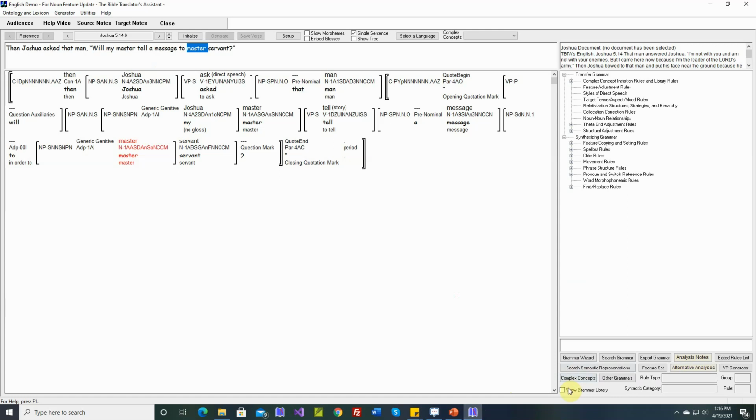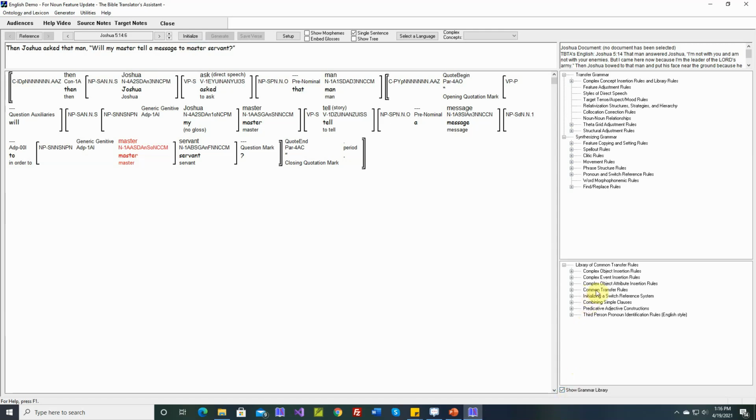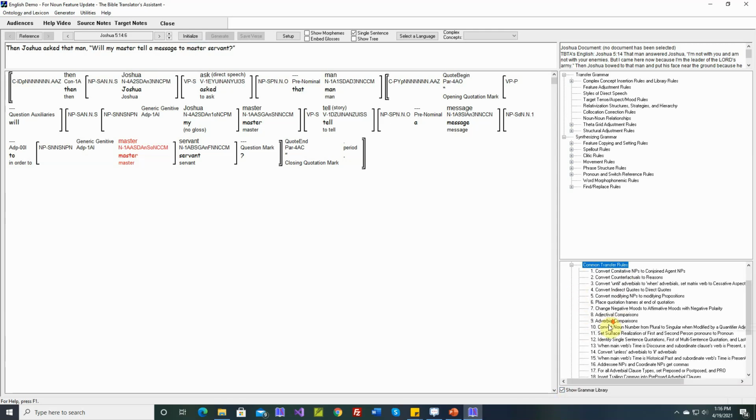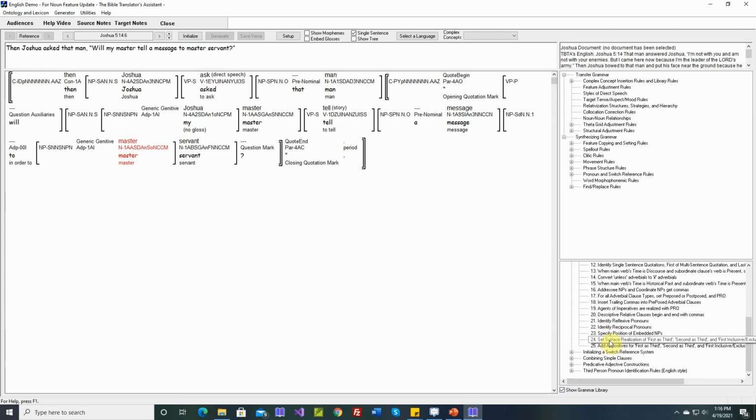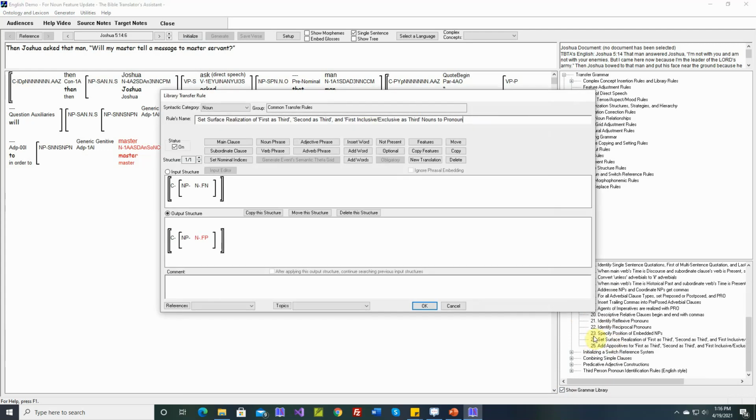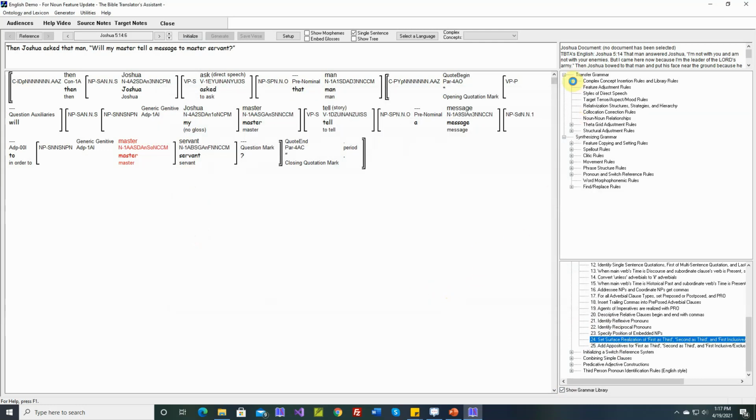So let's go to our grammar library, common transfer rules, and there's a rule here, number 24. Your numbers might be different, but the rule is called set surface realization of first as third, second as third, first inclusive, first exclusive as third, 2 pronouns. So this rule will take these 4 values and convert and just set the surface realization into personal pronoun. So let's copy that into our project.